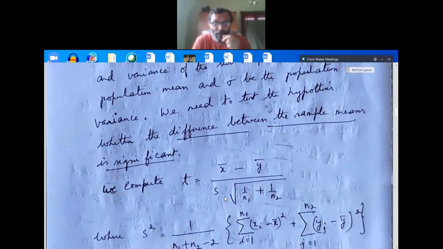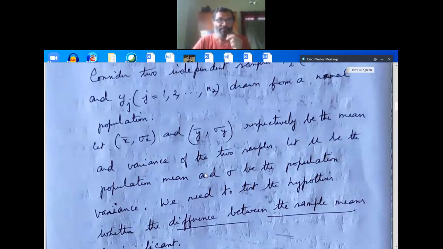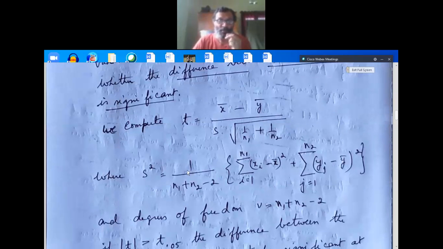So what do we do first? We compute t equals x bar minus y bar divided by s into the square root of 1 by n1 plus 1 by n2. This is the formula. The name itself says difference between the sample means. Here x bar is the mean of the x values and y bar is the mean of the y values. What is this s?